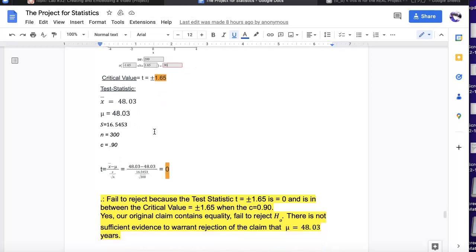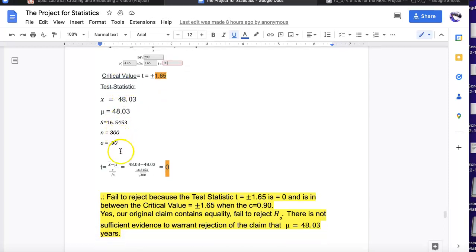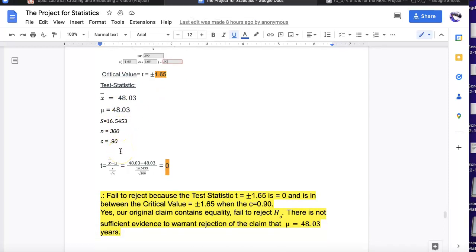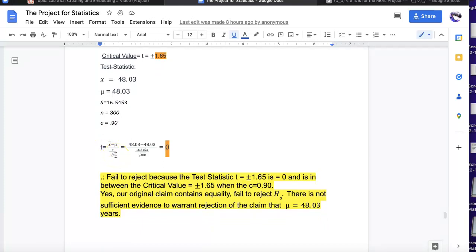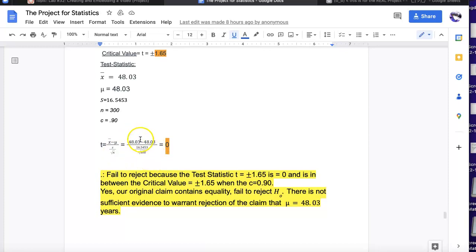Now on to find the test statistic. We just stated our parameters here. Mean equal to 48.03, mu equaling 48.03, sample standard deviation 16.5453, n equaling 300, and our confidence being 0.90. So this is the equation that we use to find the test statistic. And after the calculation and plugging in our numbers, we got it to equal 0.